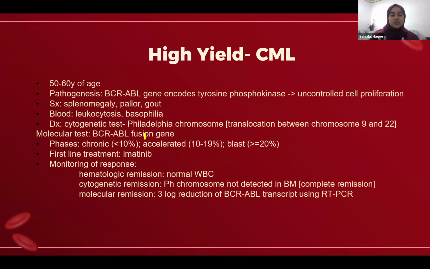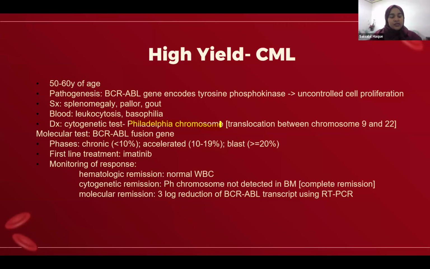Now let's go over CML. The most common age of presentation is 50 to 60 years. It happens due to the infamous Philadelphia chromosome. It happens because of a translocation between chromosome 9 and 22 involving the BCR and ABL genes, and this causes encoding of tyrosine kinase. Tyrosine kinase causes uncontrolled cell proliferation, which results in leukemia. In the blood, you would see leukocytosis, basophilia, an increase in WBCs, basically.